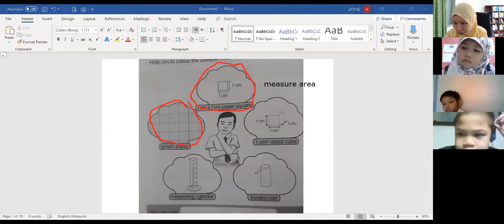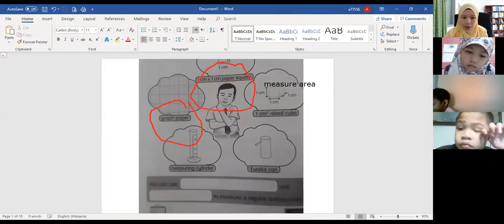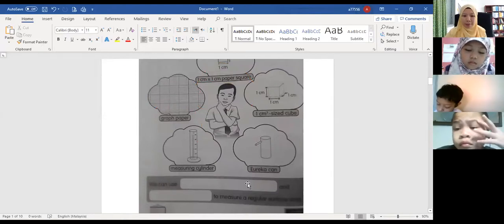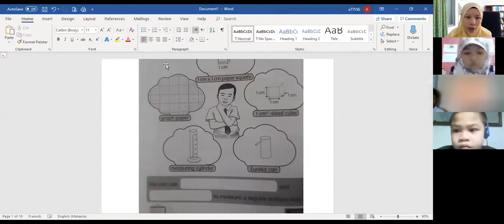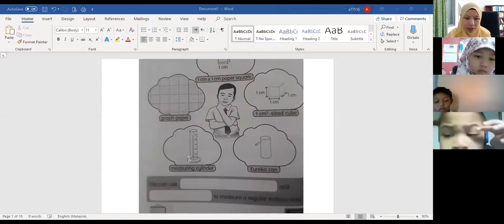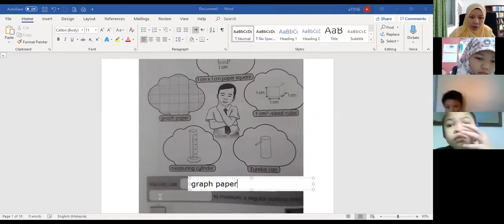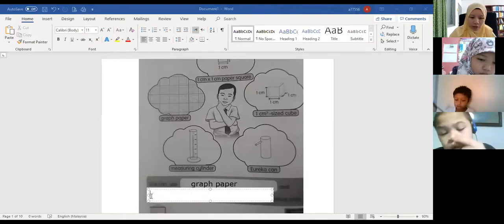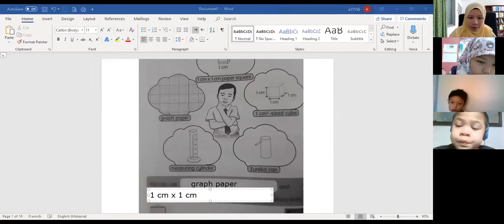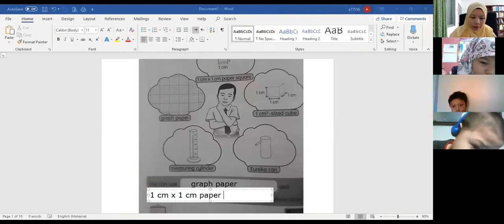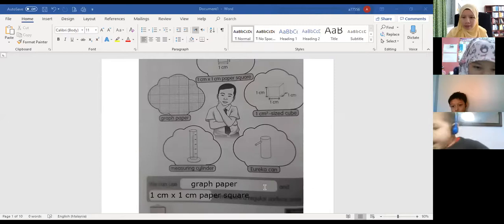Okay, those who have finished, very good. But teacher cannot go too fast, I have to follow your friends. Okay, we can use graph paper and 1 centimeter times 1 centimeter paper square. Write the answer here. Don't forget to write the answer here. Graph paper and also 1 centimeter times 1 centimeter paper square. Okay, this is the answer. Girls, I want to see your answer.